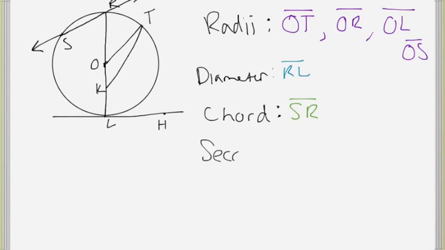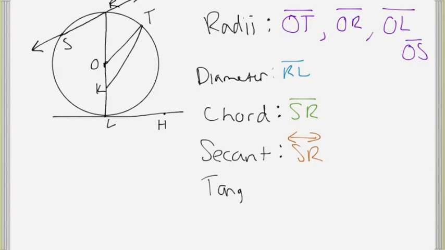What about a secant? SR, but as a line. So this is where it becomes really important that we're including these symbols because using the same letters without the symbols could mean different things. So SR that ends at the circle is a chord. SR that extends beyond the circle is a secant. A secant is a line that contains a chord.